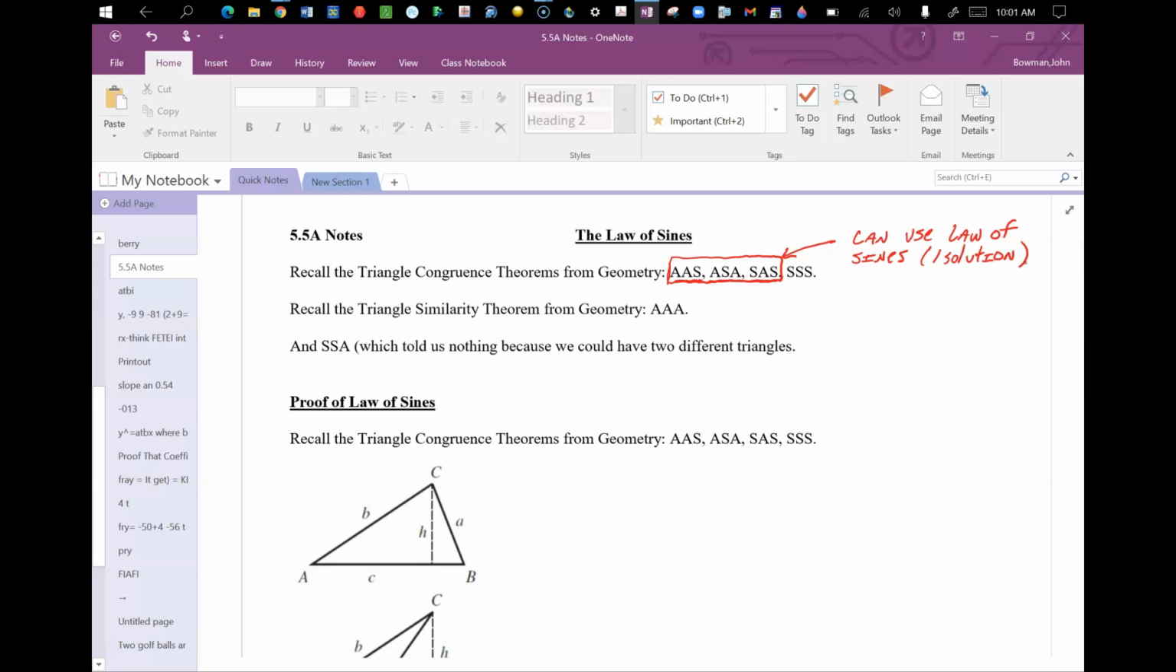We also have the triangle similarity theorem from geometry, which basically said if we have three angles in one triangle congruent to the corresponding three angles in another triangle, the triangles are similar, not congruent, but similar. The best example of this that I can think of is equilateral triangles. All equilateral triangles are similar, but they're not all congruent. If we have this situation for solving triangles, then we have an infinite number of solutions.